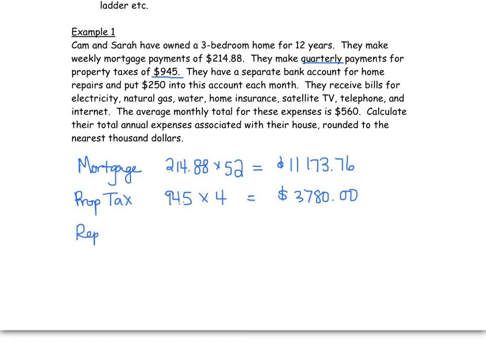Then for repairs, they save $250 a month for any unexpected repairs that come up, which is a great idea. So that is $3,000 a year.